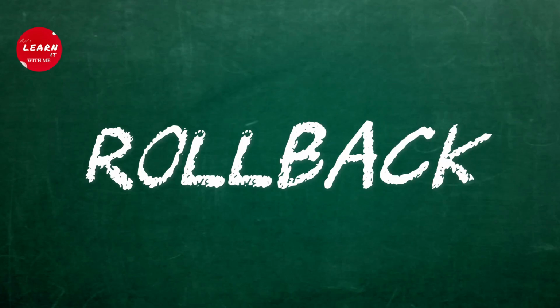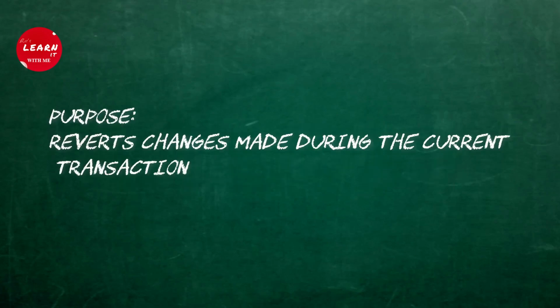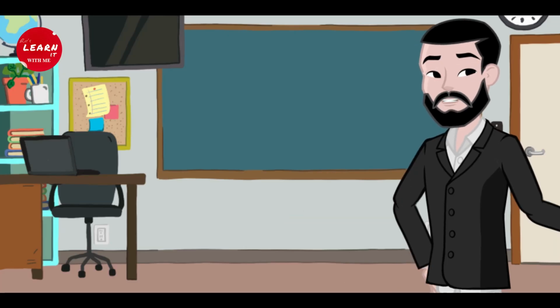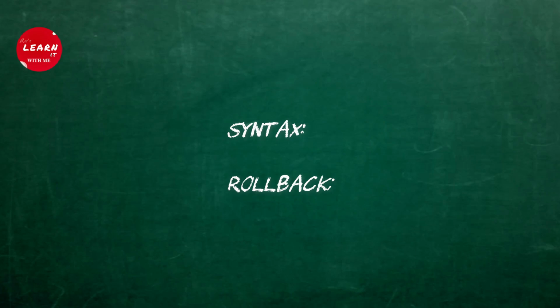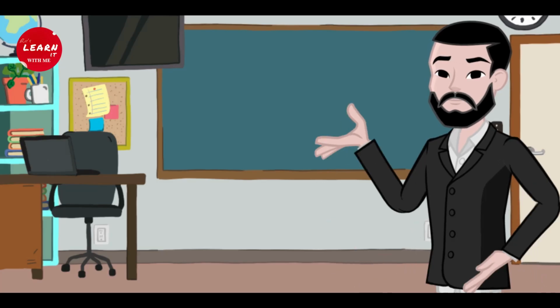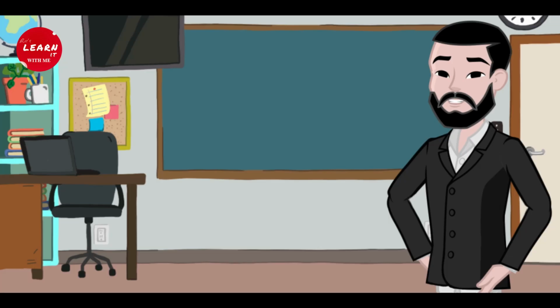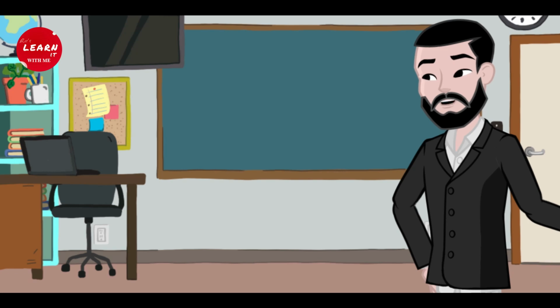Next, we have ROLLBACK. ROLLBACK is used to undo all the changes made within the current transaction. This is helpful if you encounter errors or want to revert to a previous state. The syntax of rollback is as follows. Let's see an example. Here, the DELETE statement attempts to remove all students with grade C. However, the ROLLBACK statement cancels this operation, preventing any data from being deleted.